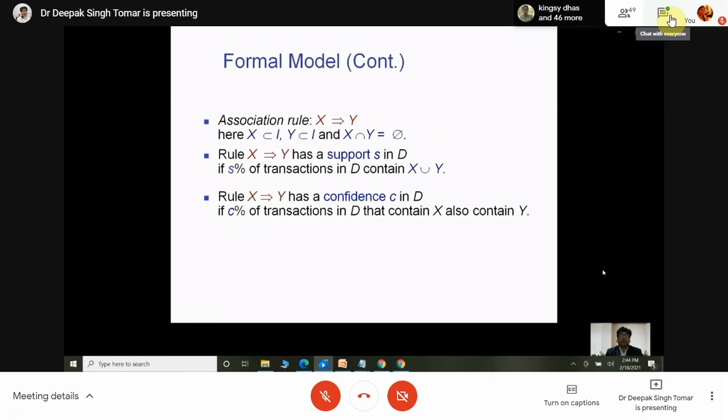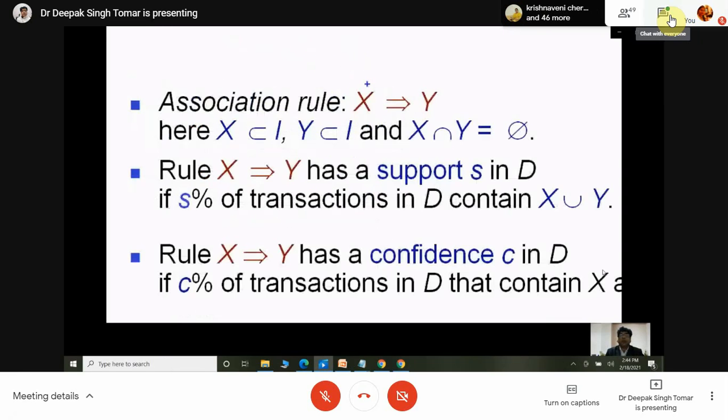Now association rules are generated in this way. Say for example, here the first rule is given to you. It indicates how many times X and Y are occurring.